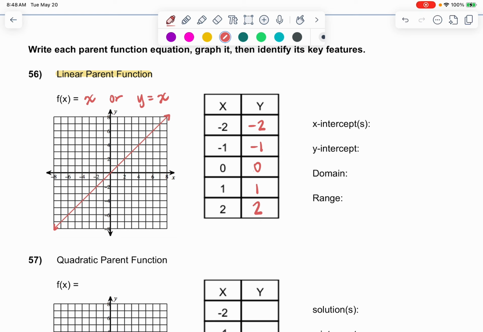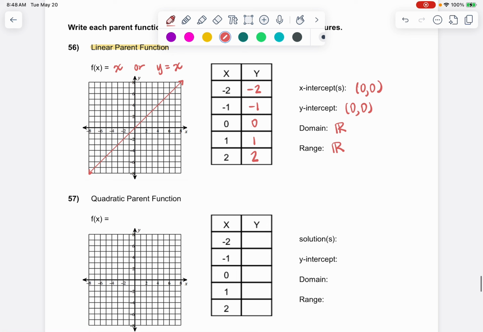And then it wants us to define the x-intercepts, which is clearly 0, 0. The y-intercept is also 0, 0 because the line passes through the origin. The domain is all real numbers because it goes forever left and right. And the range is all real numbers because it's going forever down and up. Okay, so got to know that parent linear function.